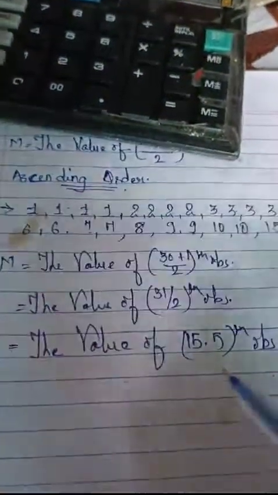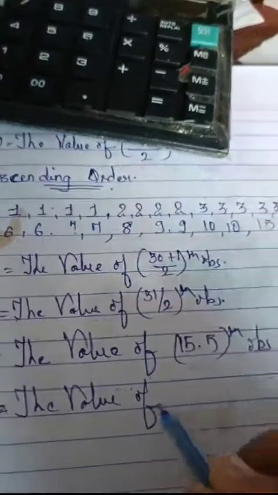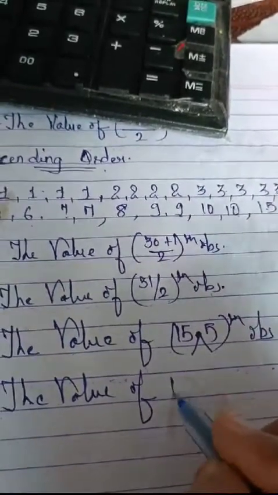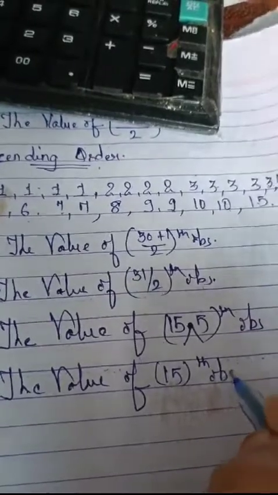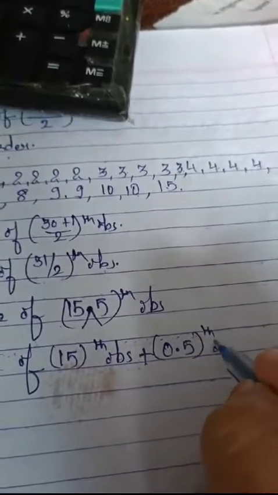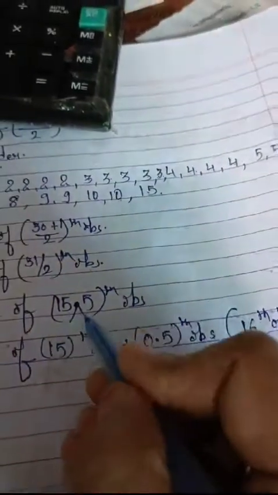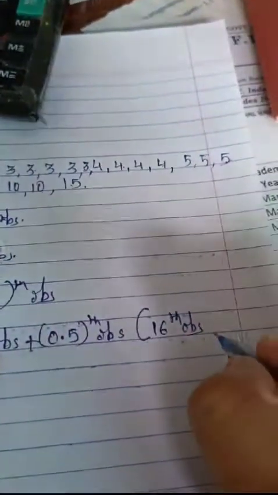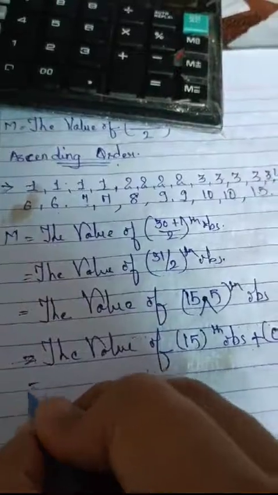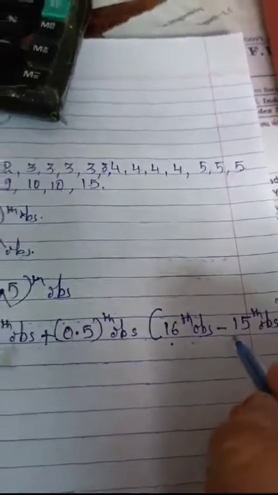It is not possible. So after this what we have to do, see it very carefully. From the point we will divide into two parts. First we will take the 15th observation, plus 15 we have taken, so what remains there? 0.5th observation, in the 16th observation. So the 15th observation plus 0.5 into the 16th observation minus the 15th observation.